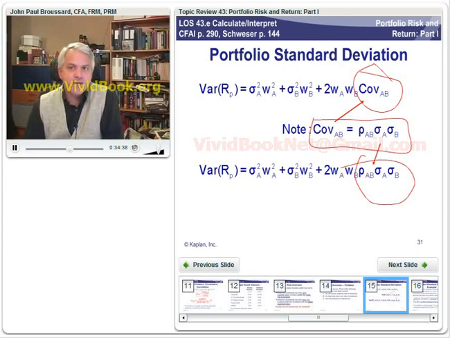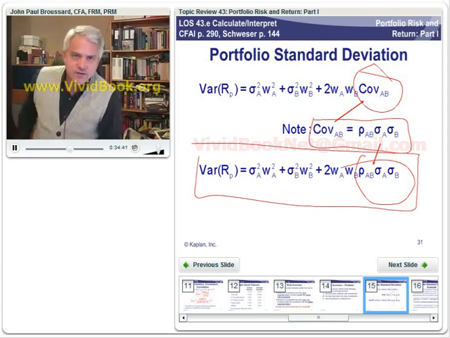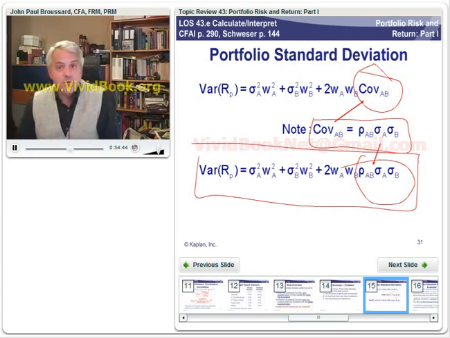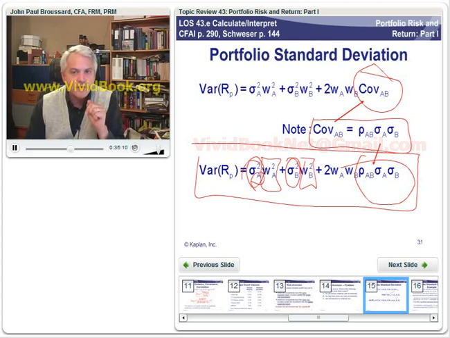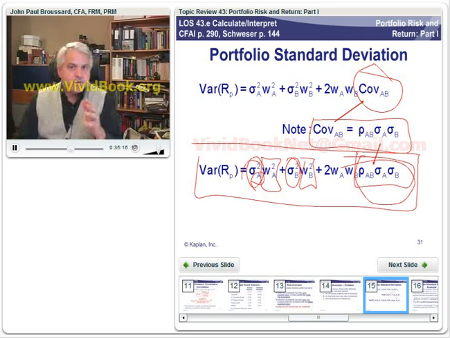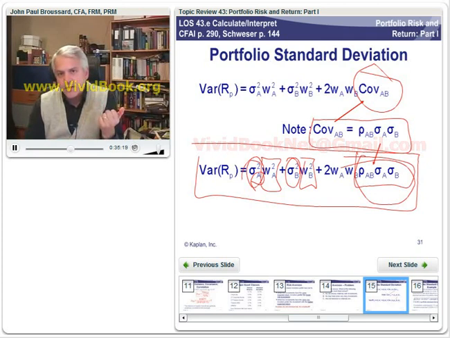So you can substitute in any portfolio standard deviation calculation, if you have the covariance figure or if you have the correlation figure, you can actually calculate the portfolio standard deviation. So what you should see is that there are three main components: the variability of those assets, the weightings of those assets, and how those assets co-move.